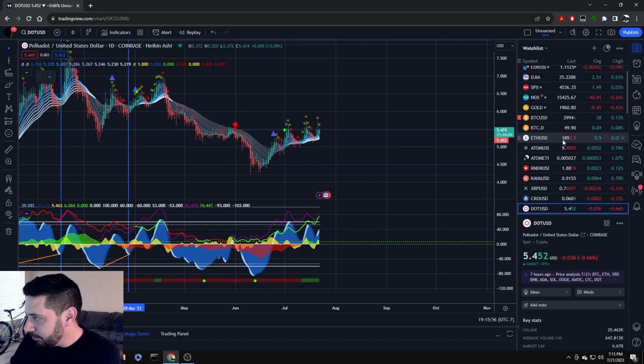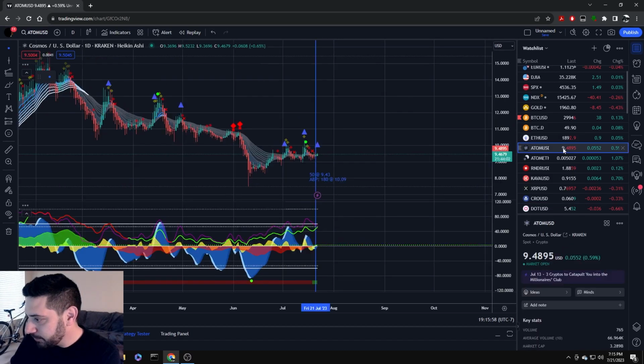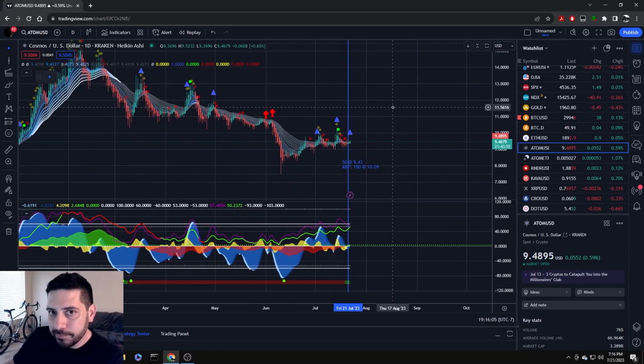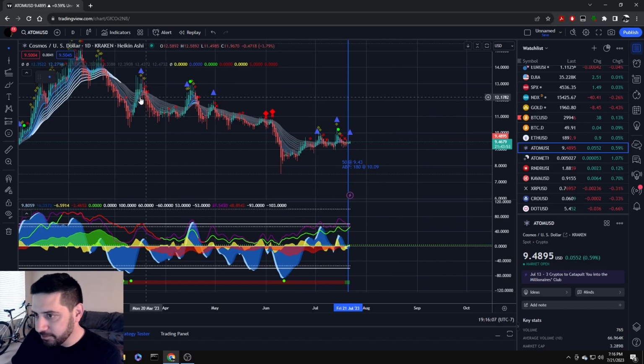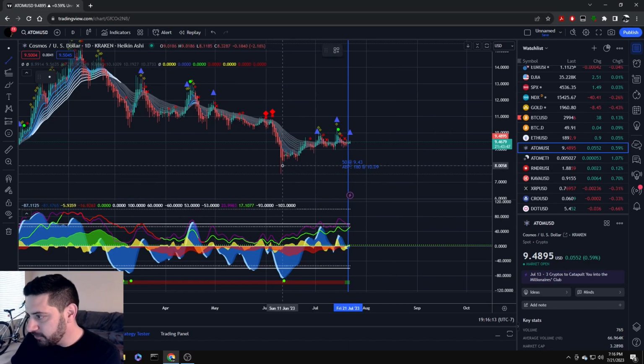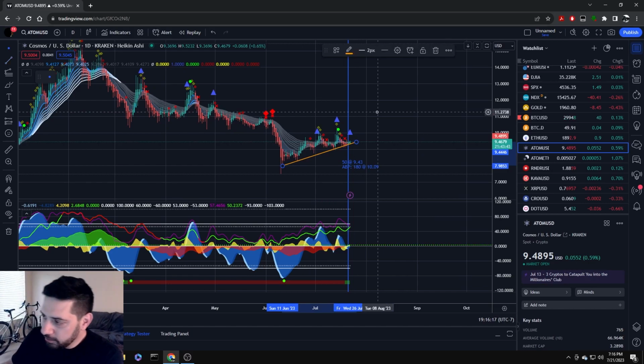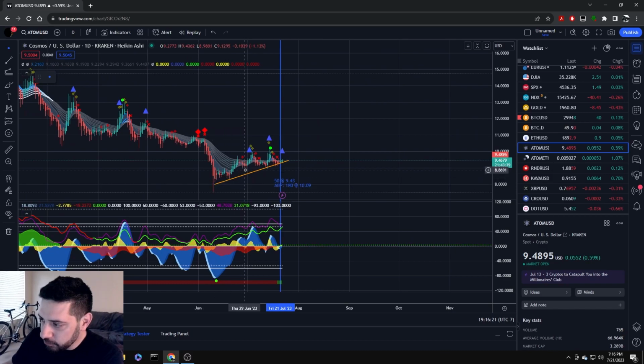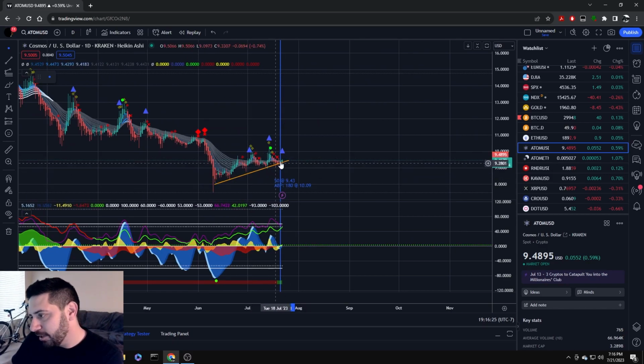Now, with a read just like that, here's Atom, Cosmos, another chart. Do you see what I see? If not, let me draw some things for you. The way we spot a trend is at least 3 touches on one line. So I got 1, 2, about 3, 4, 5, 6. We're riding along this trend line here.